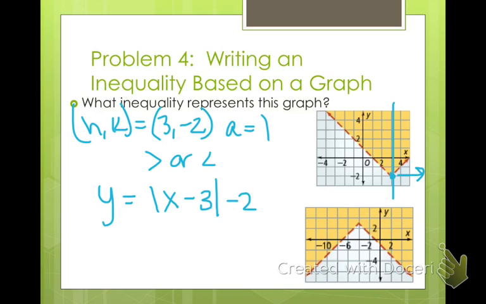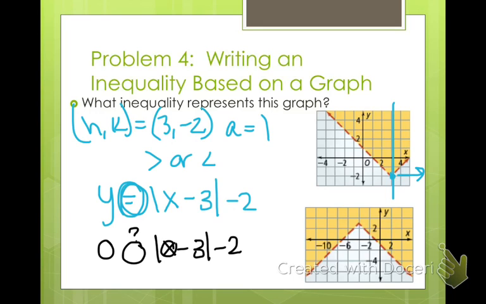Now, in order to figure out what this equal sign should be, let's pick our test point, 0, 0. And I'm going to plug that in and determine if it's greater than or less than. So 0 is what? Absolute value of x minus 3 minus 2. Oops, I made x 0. So 0 minus 3 is negative 3. Absolute value of negative 3 is 3. 3 minus 2 is 1. How is 0 related to 1? 0 is less than 1, correct? Yes. So we're going to change this to a less than sign. It's not less than or equal to because of the dashed.